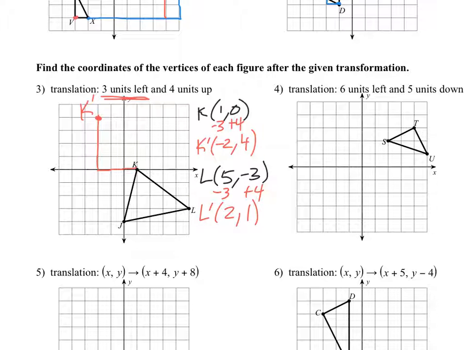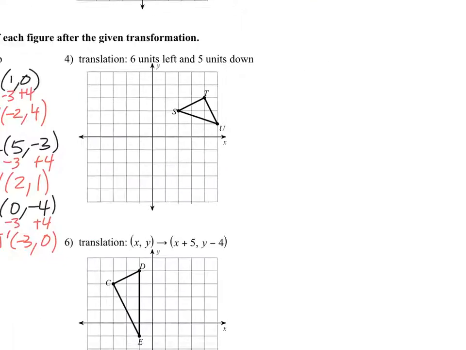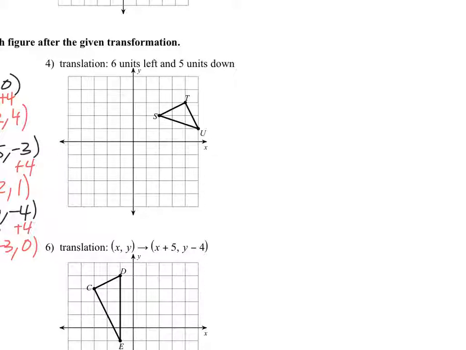Let's do our last point, J. Okay, where was J at? J's at 0, 1, 2, 3, -4. So what I do? I subtract 3, add 4. So J apostrophe would be at -3 and 0. Now let's do the next one. Hopefully this is making sense.